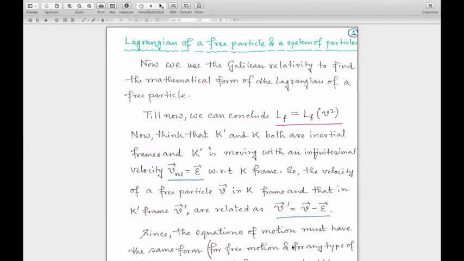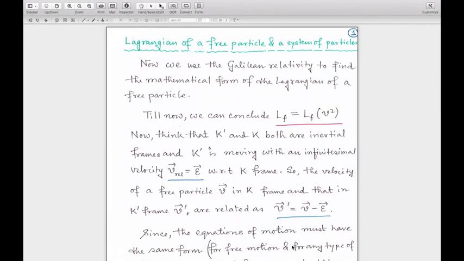Hello and welcome to lecture number 10 of Physics 401A. In this lecture, we will continue the thematic of our last lecture, which was to guess the form of the Lagrangian of a free particle and a system of particles which are also free and can also be interacting.